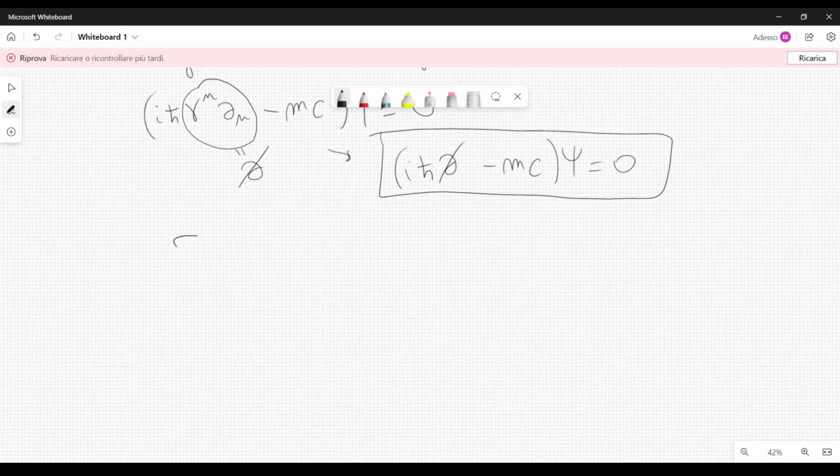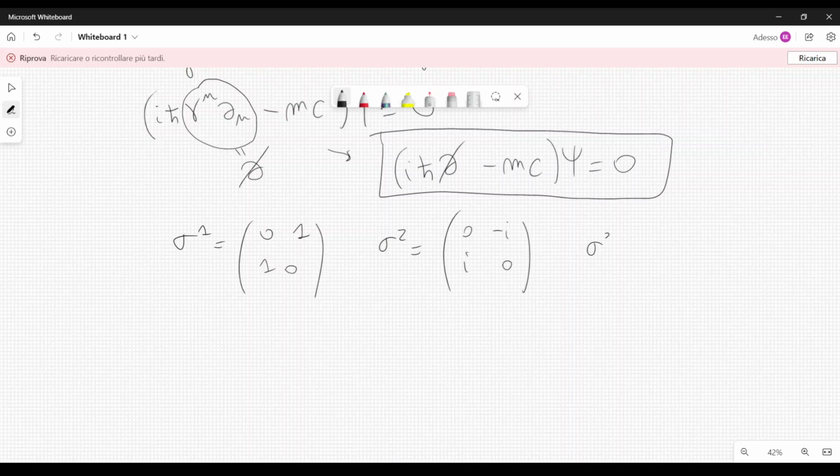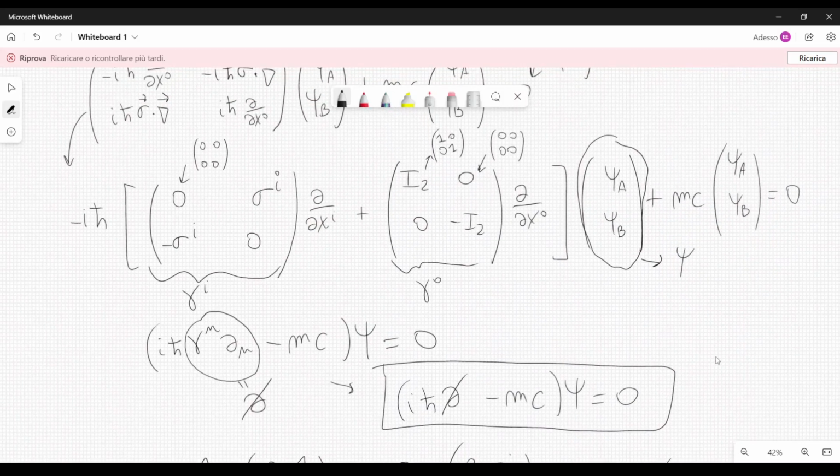Let me remind also the expression for the sigma_i, which are the Pauli matrices. Sigma_1 is the matrix 0, 1, 1, 0. Sigma_2 is the matrix 0, minus i, i, 0. And sigma_3 is the matrix 1, 0, 0, minus 1. So we can also calculate gamma_1. It's not a calculation, we just have to put together the two matrices sigma_1. So we have a 2 by 2 zero matrix here, and then here we have sigma_1, so 0, 1, 1, 0. Remember this expression here for the sigma_i's.